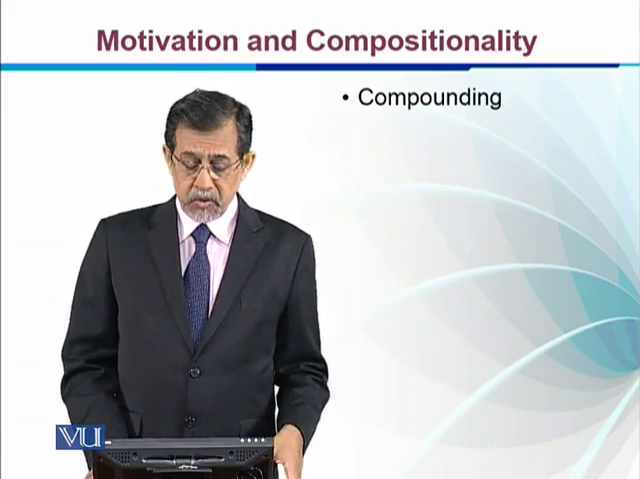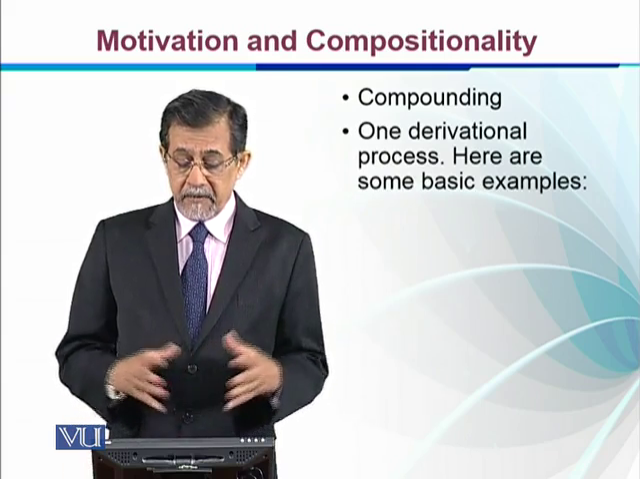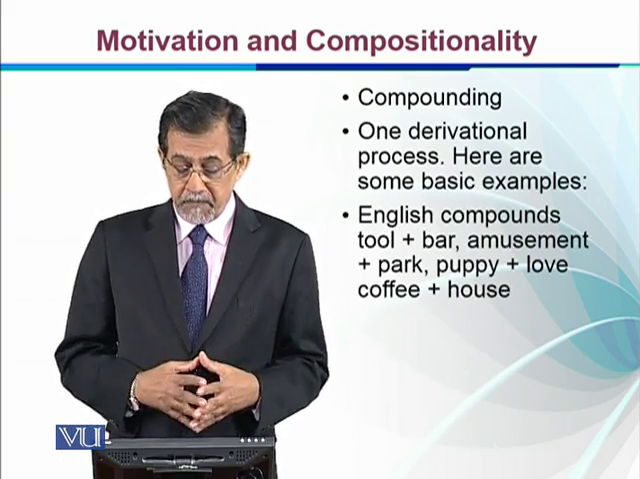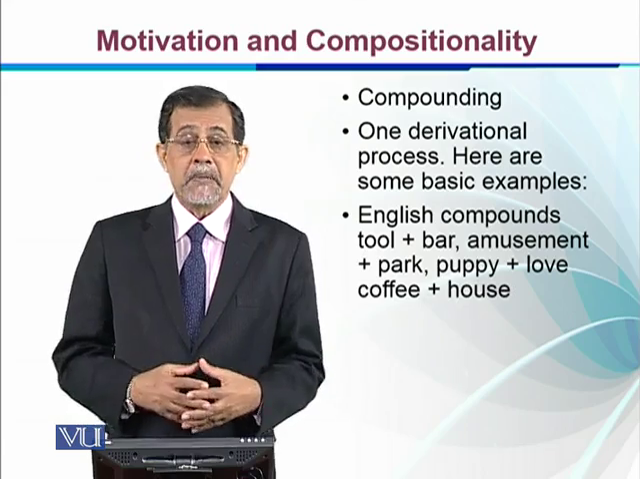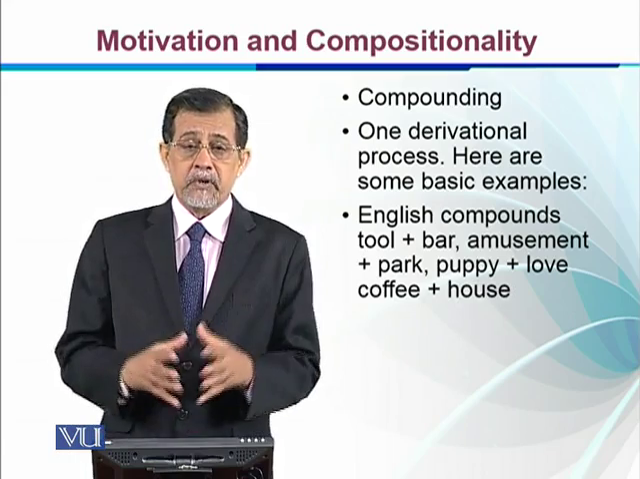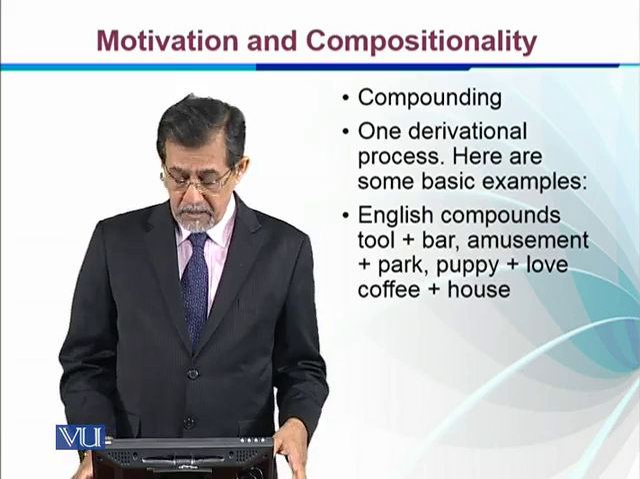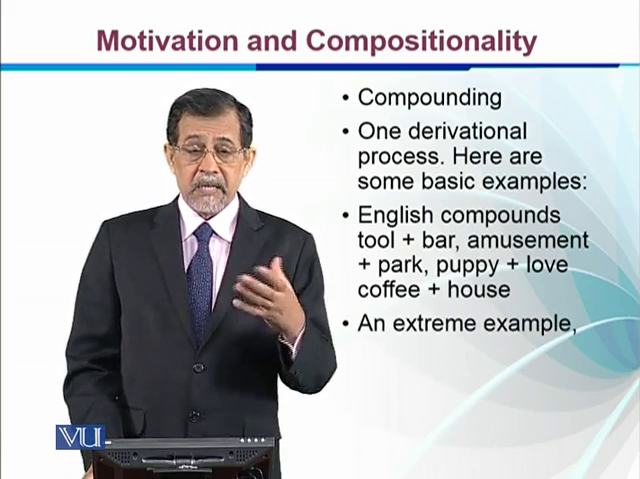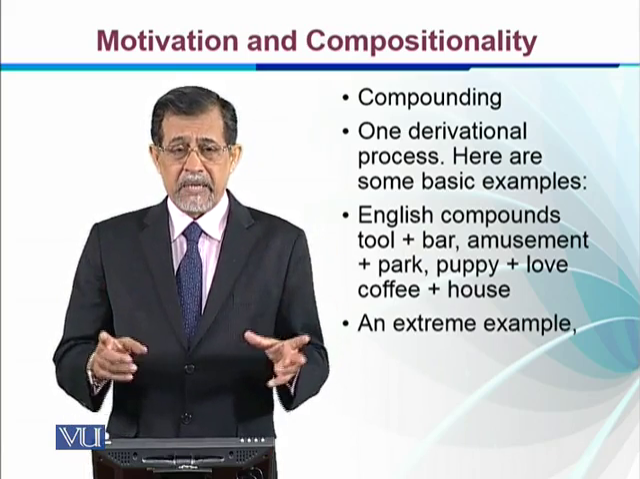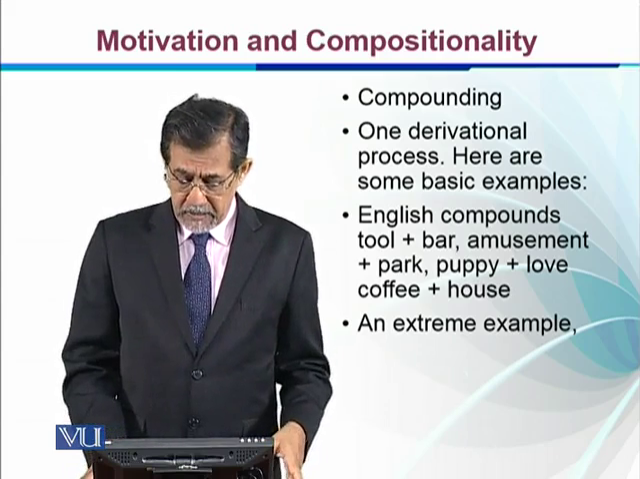Compounding is also a process of compositionality. One derivational process. Here are some basic examples. For example, English compounds: toolbar, amusement park, puppy love, coffee house. These are all examples of compounding, and they refer to their meaning with the help of their parts. So let's look at an extreme example of how a compound can refer to a single entity.